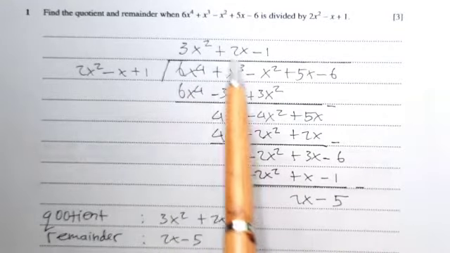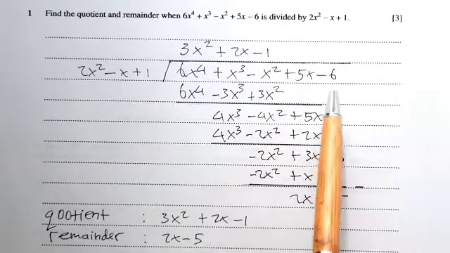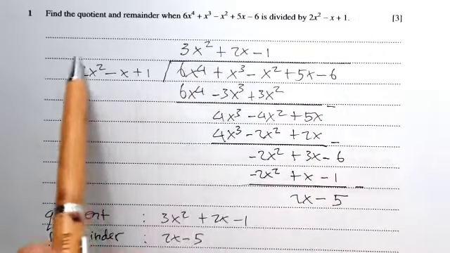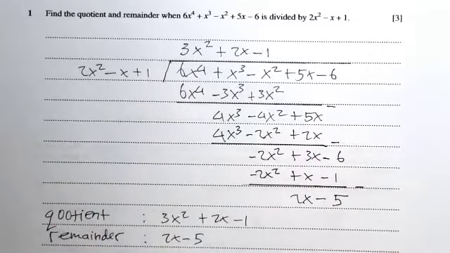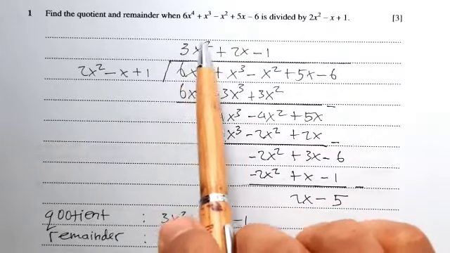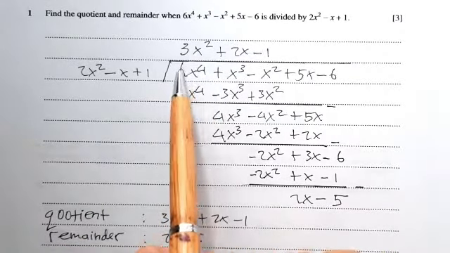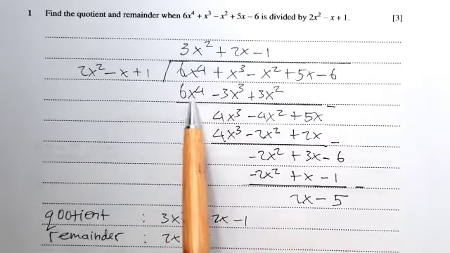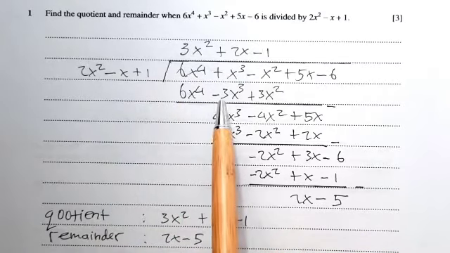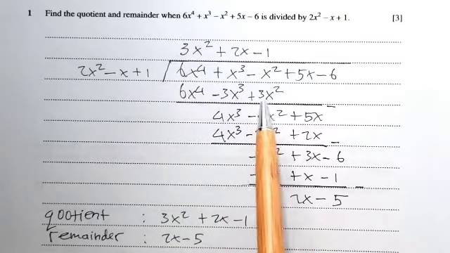This is the dividend, that is this one, 6x power 4 plus x cubed minus x squared plus 5x minus 6, divided by that one, this is the divisor here. Now, we choose the first term here, that is 3x squared, because 3x squared times 2x squared equals the leading term in the dividend, that is 6x power 4, and then 3x squared times minus x, that is minus 3x cubed. 3x squared times 1, that is 3x squared.